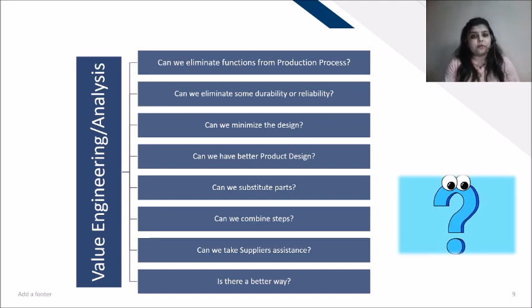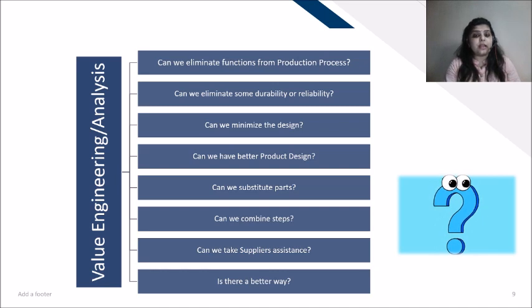Can we have better product design? Again, same thing. Can we substitute the parts? Is it possible that instead of the parts which are normally used, can we use some other part and make the similar product without changing the quality? If yes, then why not go for it? Can we combine some steps? The same way, the inspection step I have combined for process 2 and process 3. So I have combined those steps.